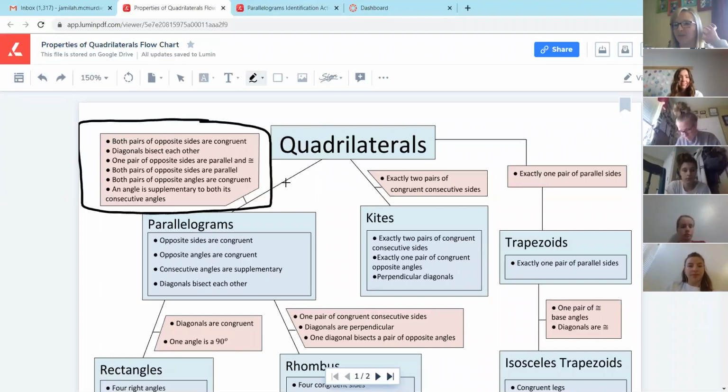Okay. Yeah? Okay, so any of these are like just a shortcut, I guess, to tell you that a quadrilateral is now something more specific, which is a parallelogram. Once it's a parallelogram, there's all these properties. So the blue box is all the properties that parallelograms actually have.